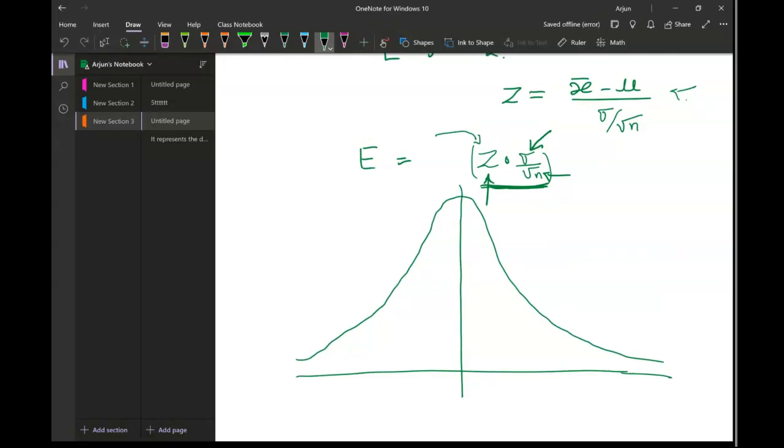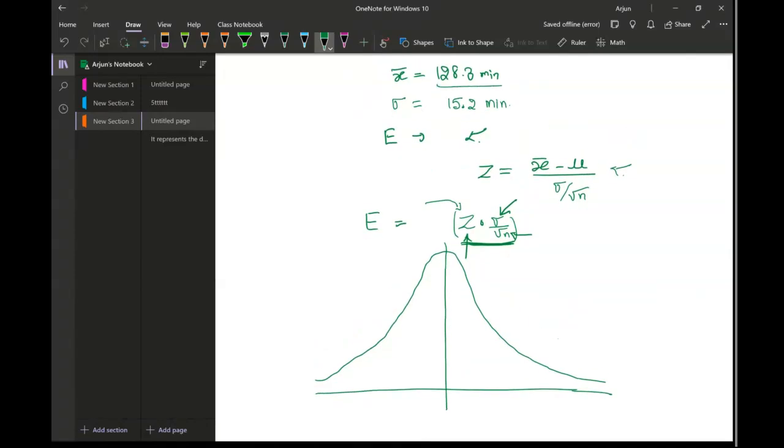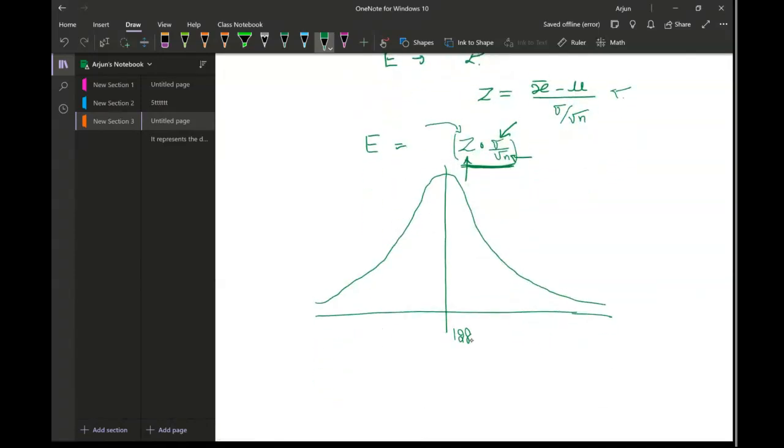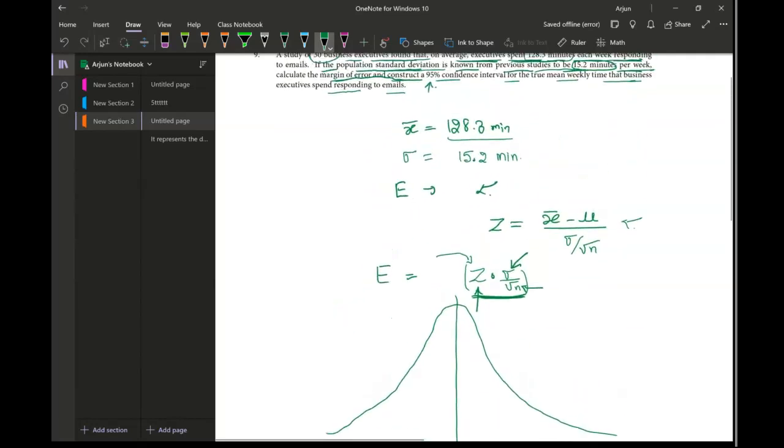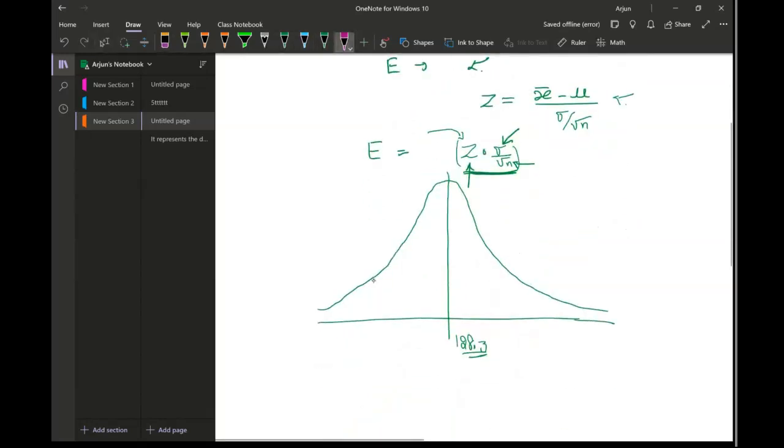And in this one, my sample average is 128.3, given to me, and I am creating a confidence interval of 95%. So 95% confidence interval means the middle 95% of the region. So if this is the middle 95% of the region, this value will be 0.025 and this value will be 0.975, because this is 2.5% of the section.